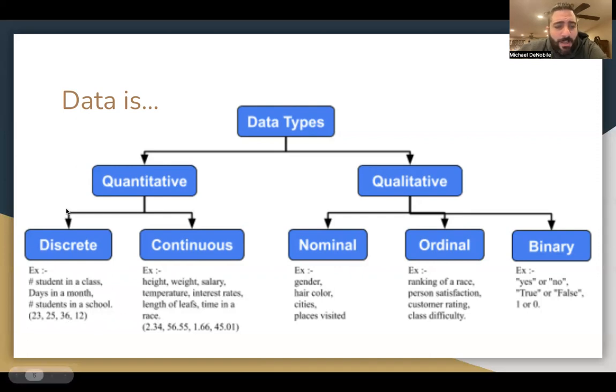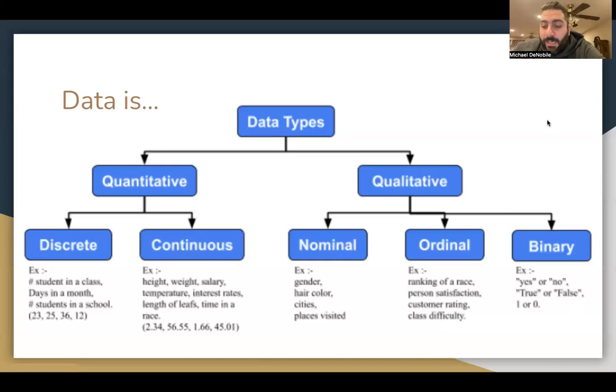And as you can tell, discrete data doesn't tend to fluctuate too much. Continuous data can change a lot over time. Qualitative data, we have nominal data such as gender, hair color, cities, places visited. These are like categorical data. We have ordinal data: ranking of a race, a person's satisfaction, customer rating, class difficulty. Think of ordinal as order, putting things in categories.